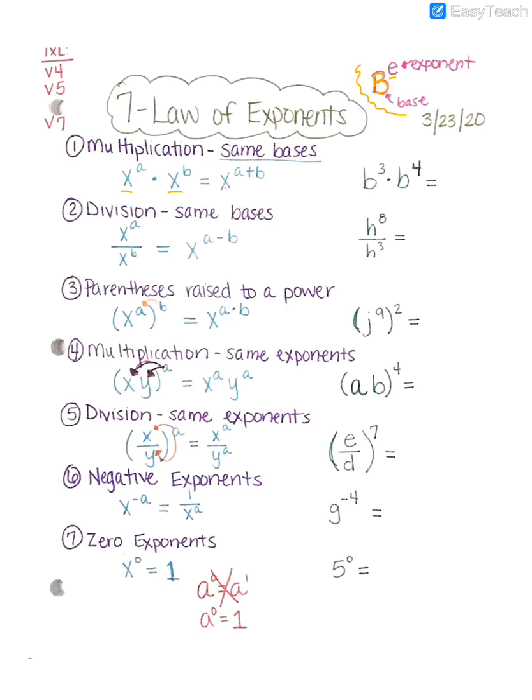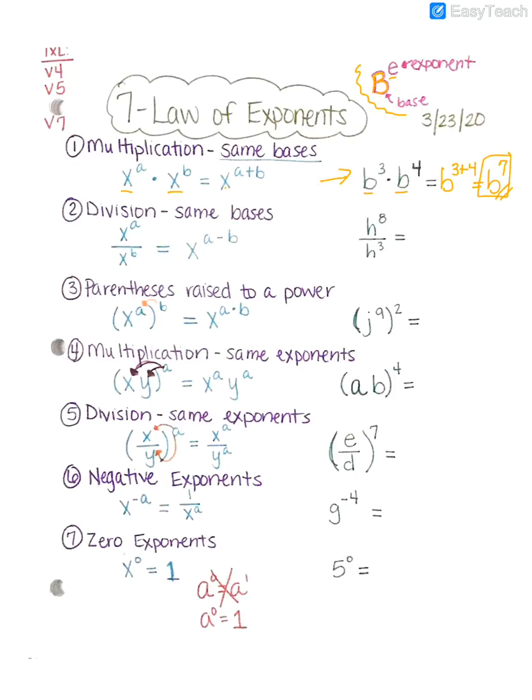If you see the example right here, we have b, which is the same base. So we keep the base, and then we do 3 plus 4. All we're going to do is add 3 plus 4, which gives you 7. And then that's it. That will be our final answer.